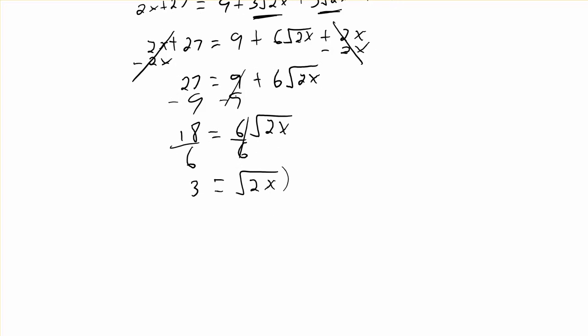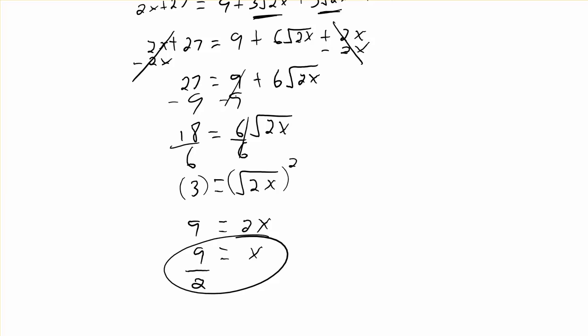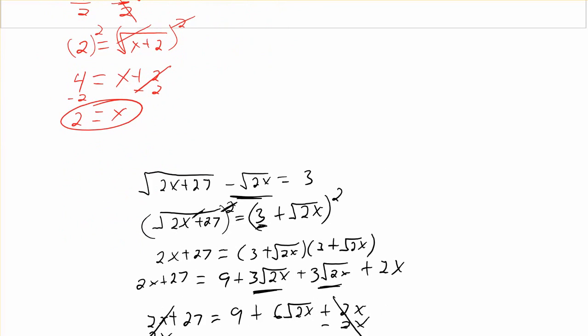Next step, I got to get rid of the square root symbol, so I'm going to square. I'm going to say 9 is equal to 2x. So x is going to be equal to 9 over 2. And if you plug 9 over 2 back into your original equation, back into this one, you should end up with 3 on both sides of the equation. If I had 9 over 2 in there, 9 over 2 in there, we should end up with 3, because 3 is on the right side of the equation. So go ahead and try that if you want.